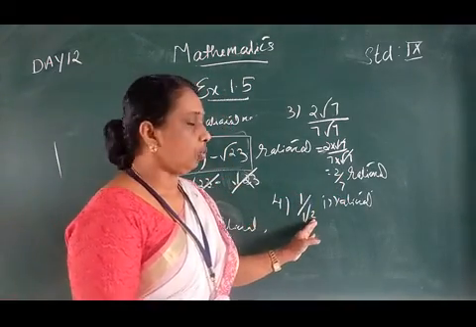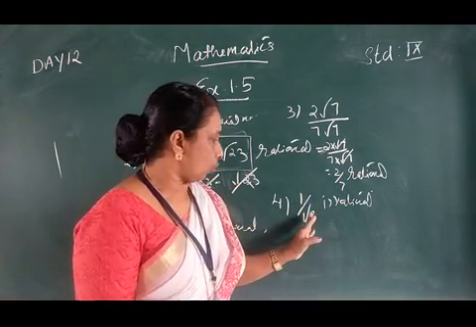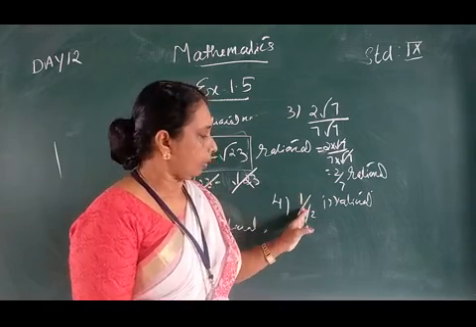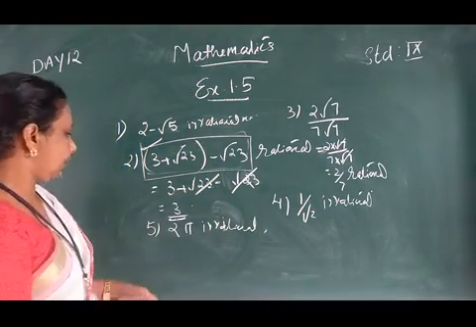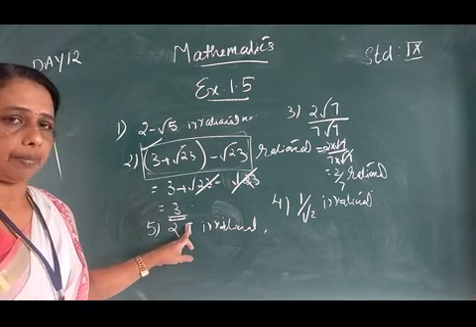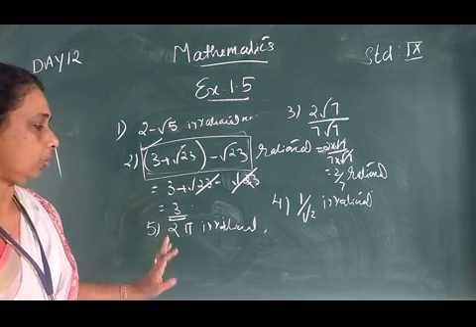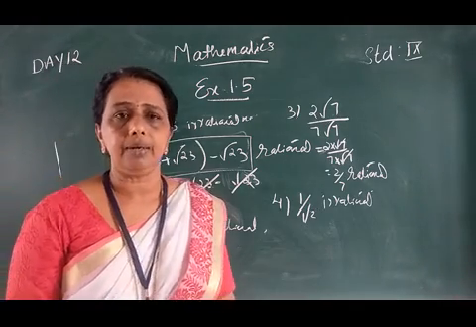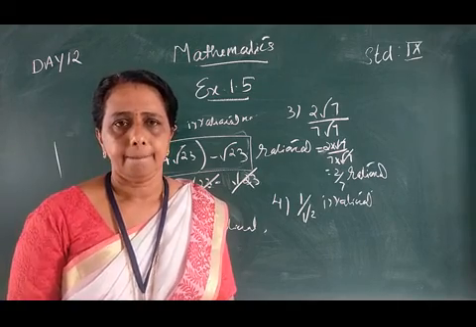Fourth one, 1 by root 2. It is an irrational number. Why? Because root 2 is an irrational number. Therefore, 1 by root 2 is also an irrational number. Next one, 2 into pi. That is 2 pi. Pi is an irrational number. Therefore, 2 pi is also an irrational number. Okay.